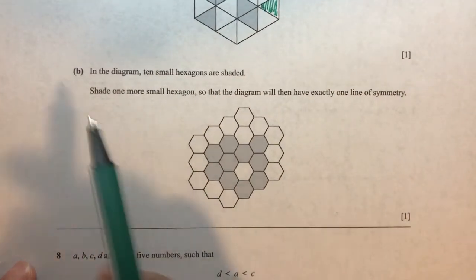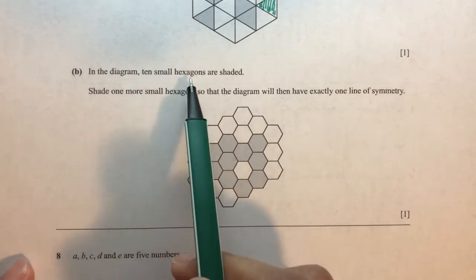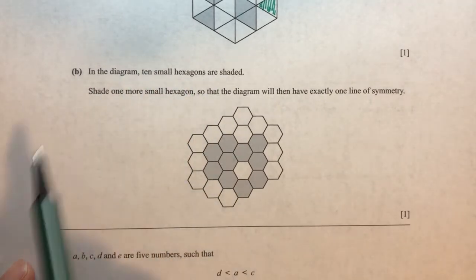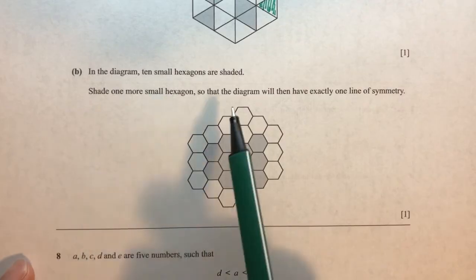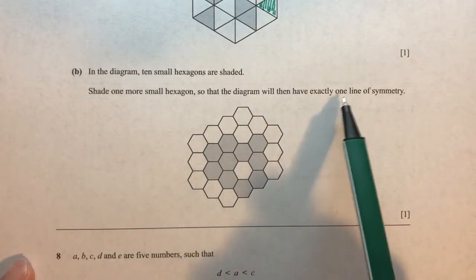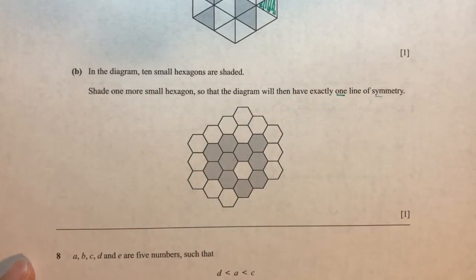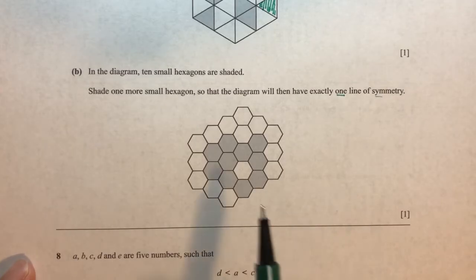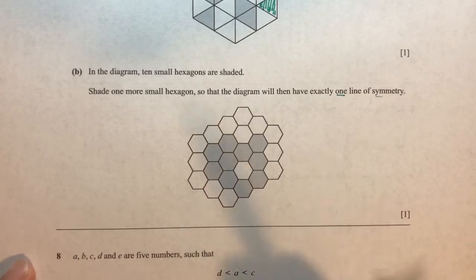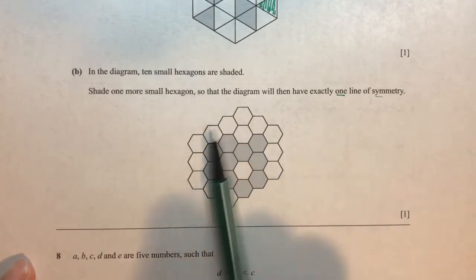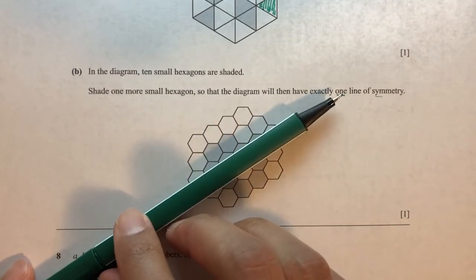Okay, so now question part B. In the diagram, 10 small hexagons are shaded. Shade 1 more small hexagon so that the diagram will have exactly 1 line of symmetry. So where can I shade so it can have 1 line of symmetry? I can see that it has 2 lines of symmetry, one is this and one is this line.